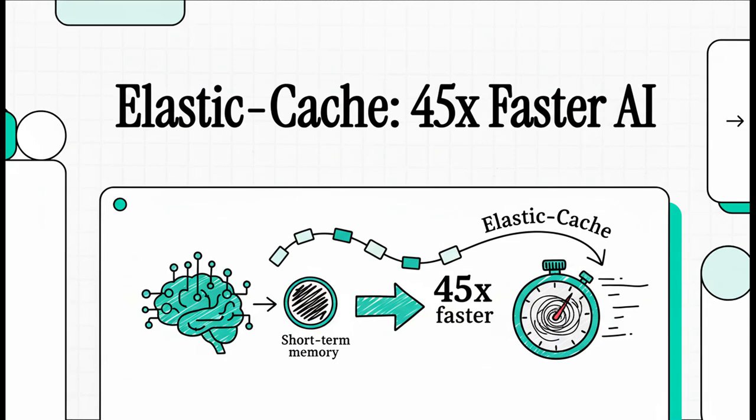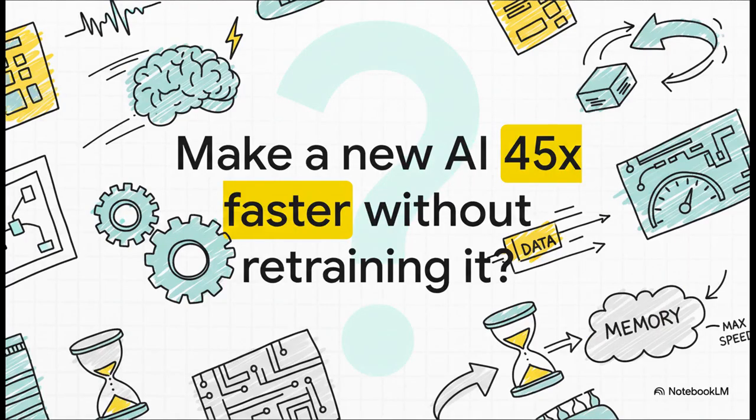All right, welcome back. Today, we're diving into some really cool research that figured out how to make a powerful new kind of AI run up to 45 times faster. Yeah, you heard that right. So let me just start with a question for you.